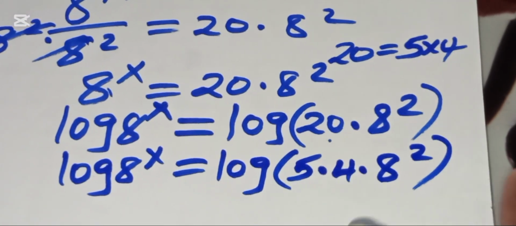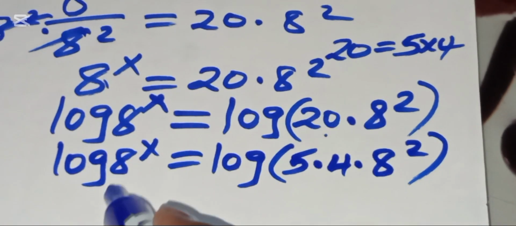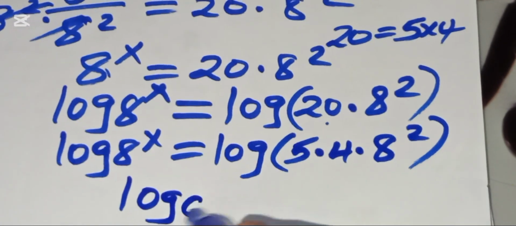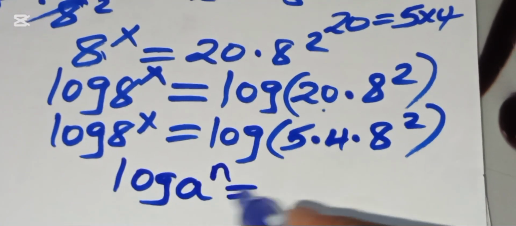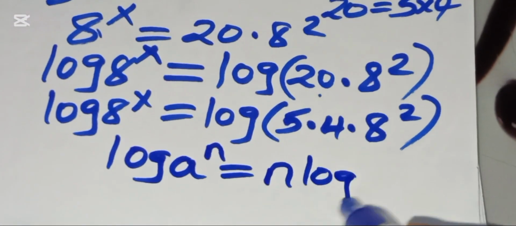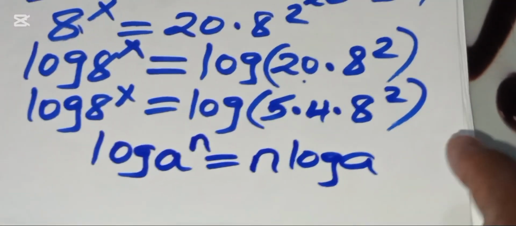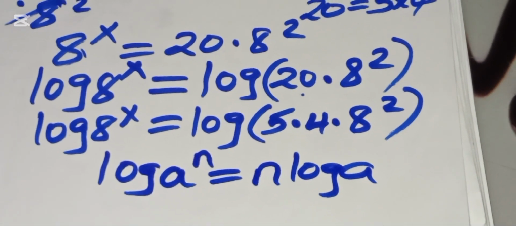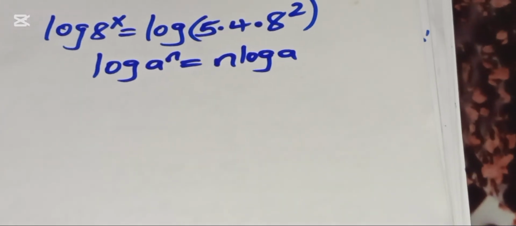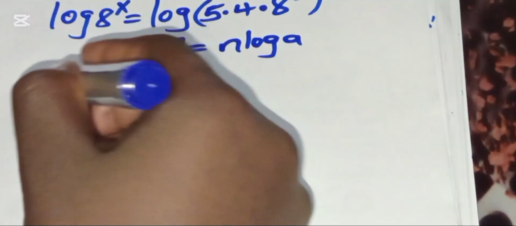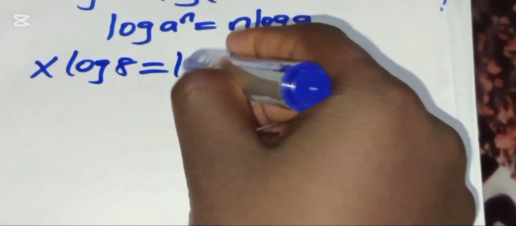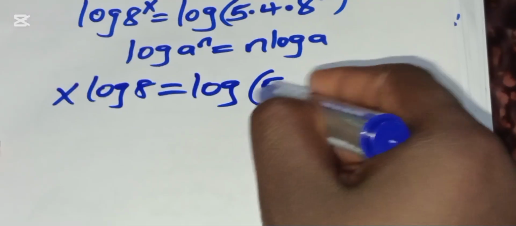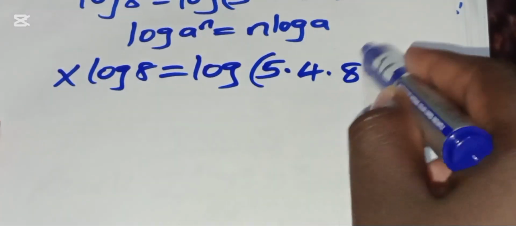Now you find that log 8 raised to power x is in the form of log a raised to power n, which you can express as n log a. This is the power rule property of logarithm, so let's apply it. Log 8 raised to power x becomes x log 8, equal to log of 5 multiplied by 4 multiplied by 8 squared.